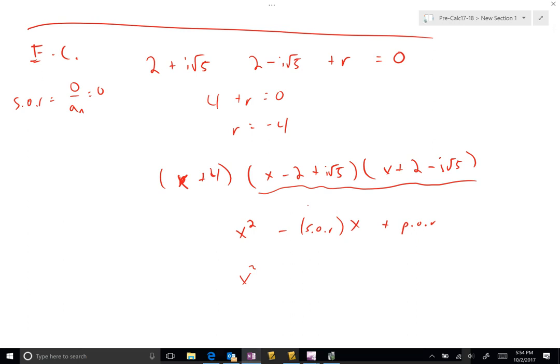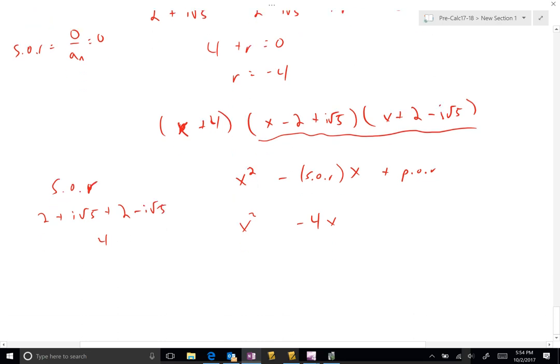we're just looking at 2 plus i radical 5 plus 2 minus i radical 5. The i radicals cancel out and we're left with just 4. So our sum of roots is 4. And then our product of roots, if we multiplied those together, we'll do next in the next video because I'm going to run out of time.